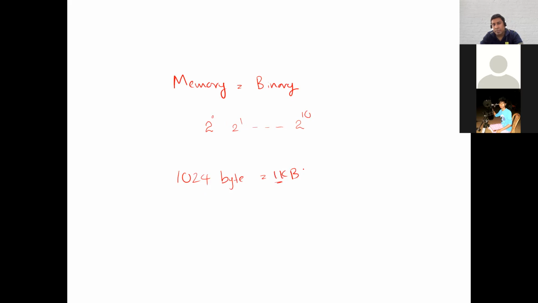And now in the computer memory, operated with the binary condition. So the binaries work with 2, something like that. Then 2 to the power 0, 2 to the power 1, likewise 2 to the power 10. So in the last time we discussed about the byte, kilobyte conversions. Then 1024 bytes equal to the 1 kilobyte. Kilo, okay, kilo 2 to the power 10.